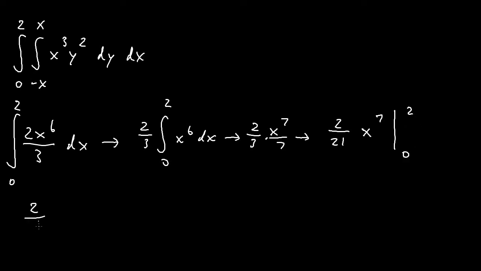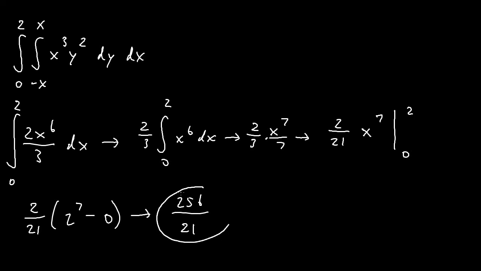So then when I do that, we'll get 2 over 21 times, when I plug in 2 for x, 2 to the 7th, minus, when I plug in 0, 0 to the 7th is just 0. Now 2 to the 7th is 128, and 128 times 2 is 256. So we get 256 over 21 as the final answer.